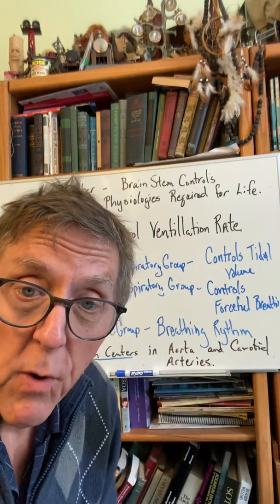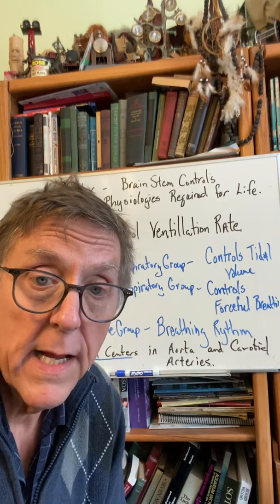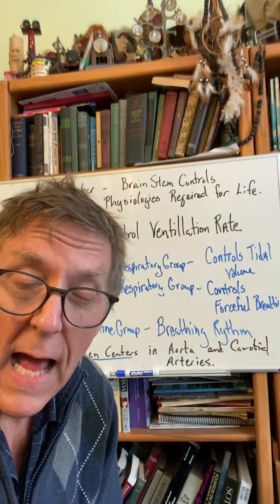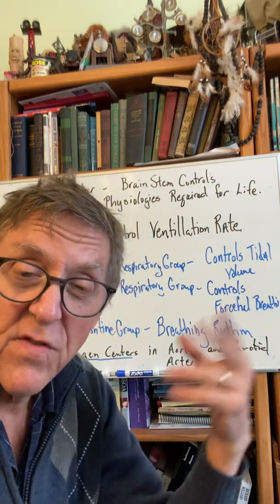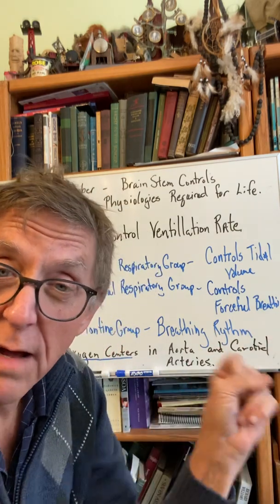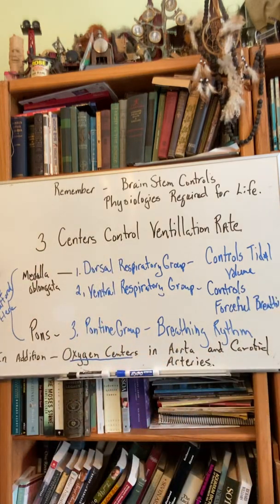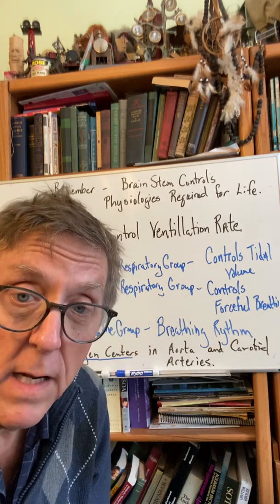What's interesting, though, is these portions of your brain are not monitoring oxygen levels. What they're monitoring is actually acidity, and acidity results from a buildup of carbon dioxide. So carbon dioxide is the primary gas for controlling your rate of ventilation.